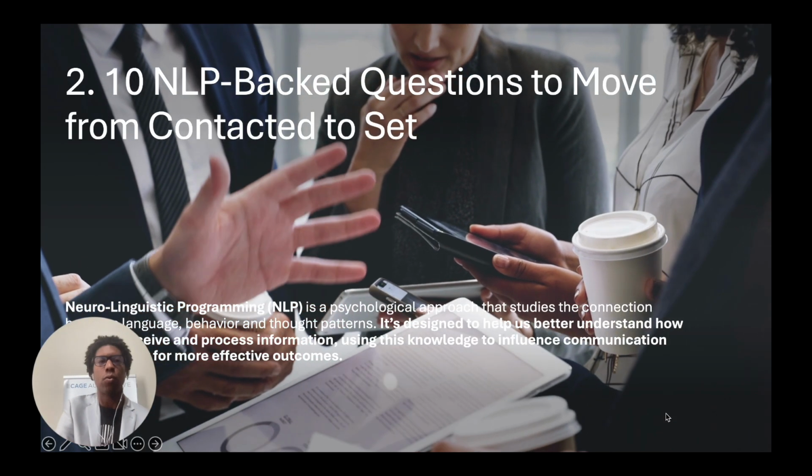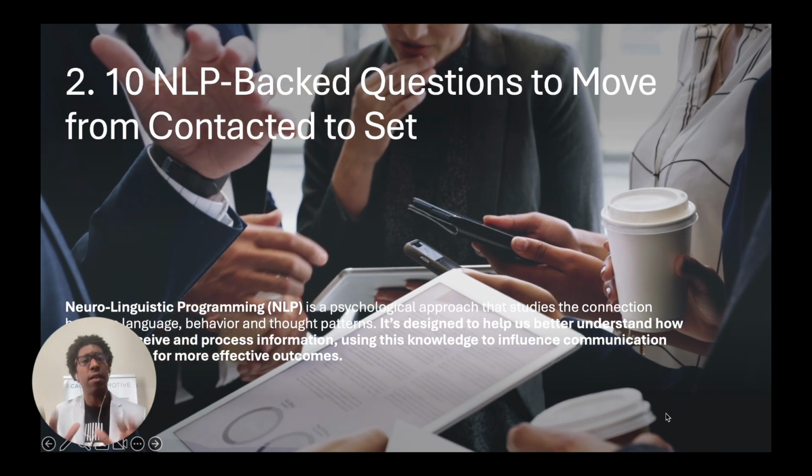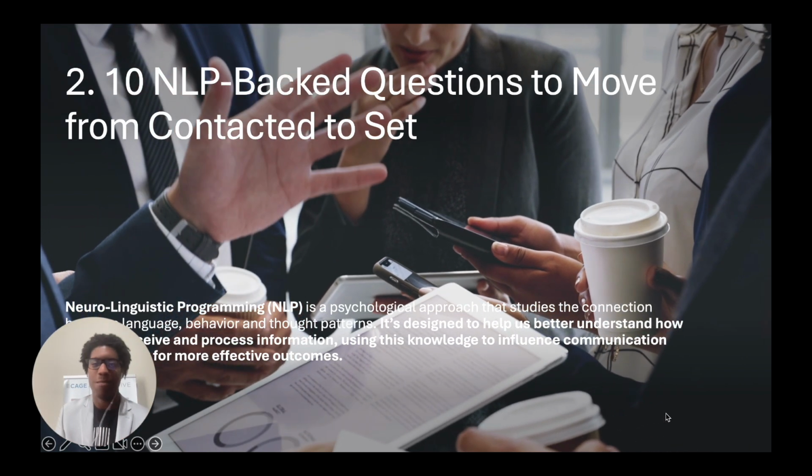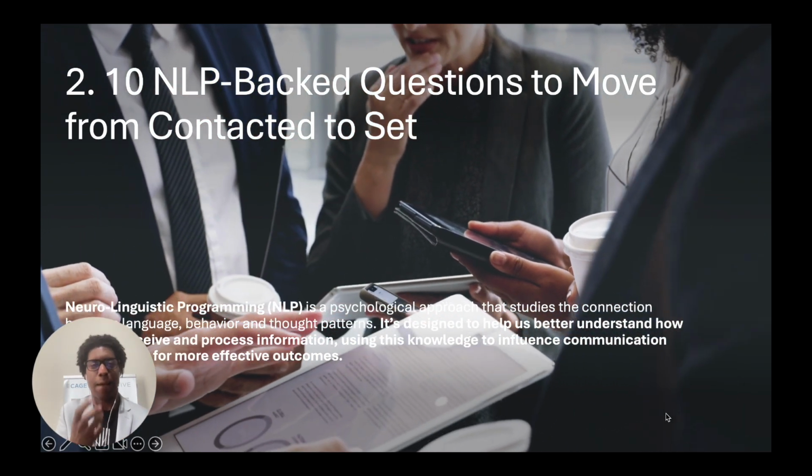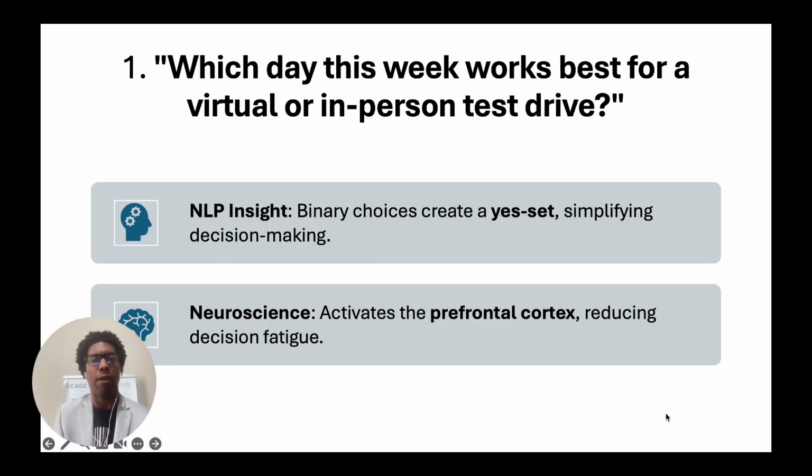So now let's get into the 10 NLP, neuro linguistic programming, questions to move from a contact to setting an appointment to get them to the dealership. My mouth is so tired of saying that. Okay, so let's get into that. I'm not going to read, but I'll just remind you, the science of these questions is designed to help us better understand how people perceive and process information. All right, so we use this knowledge so we can influence communication and behavior to get more effective outcomes.